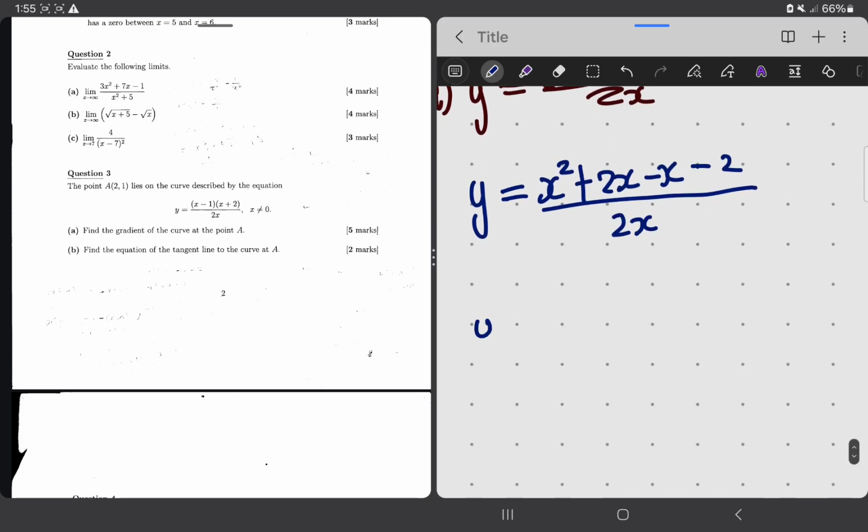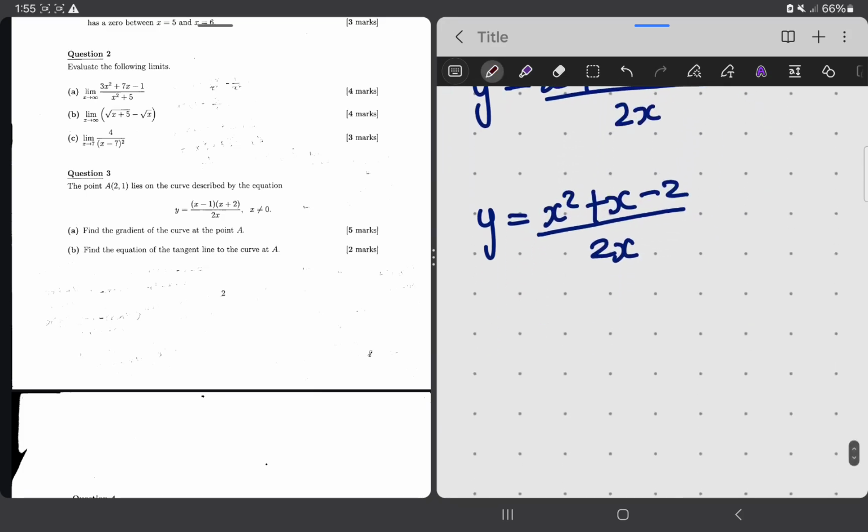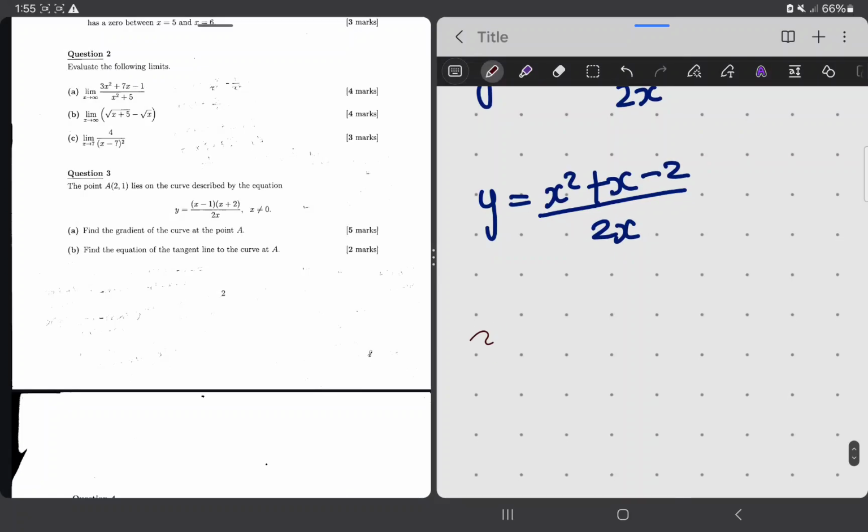So now y is equal to x squared plus 2x minus x, and we combine these two terms: 2 minus 1 gives 1, of x. So it's plus x, then minus 2, all divided by 2x. This is now what we have. Then what do we now do? Let's find y prime. These are two things dividing, so we'll use our quotient rule. Let u be the top.